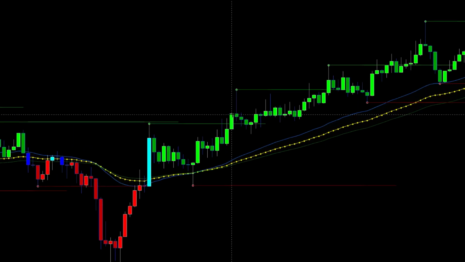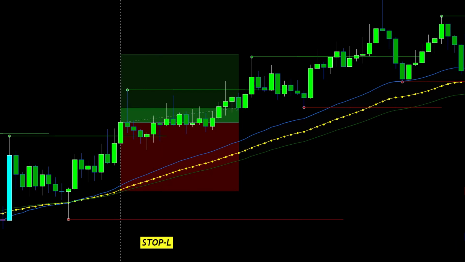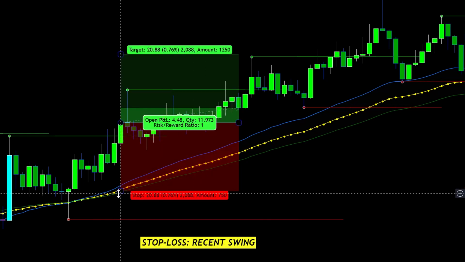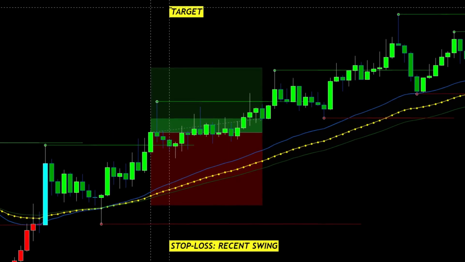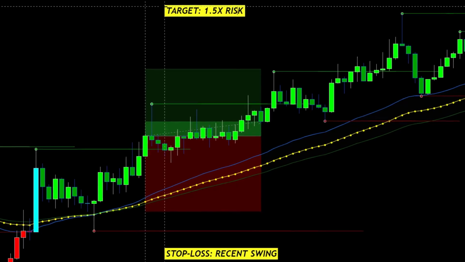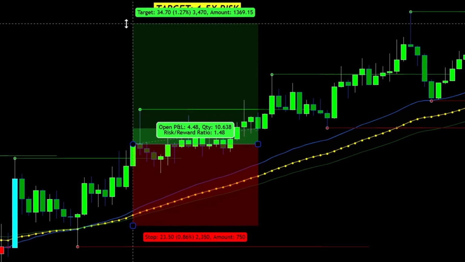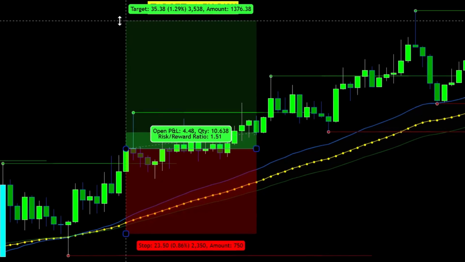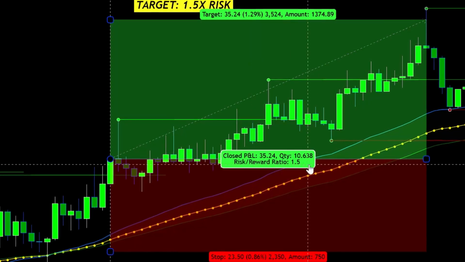Now what about stop loss and take profit? These are essential for managing risk. For a long trade, we can set our stop loss, the point where we automatically exit the trade to limit losses, at a recent swing low. And for our take profit, where we lock in our gains, we can aim for a target that's 1.5 times the risk we're taking. So if our stop loss is say $10 away from our entry price, our take profit would be $15 above our entry price.